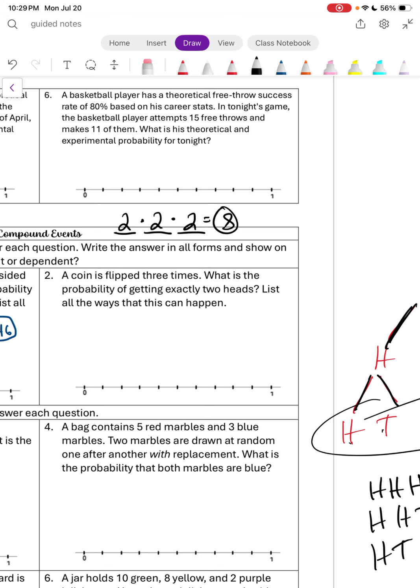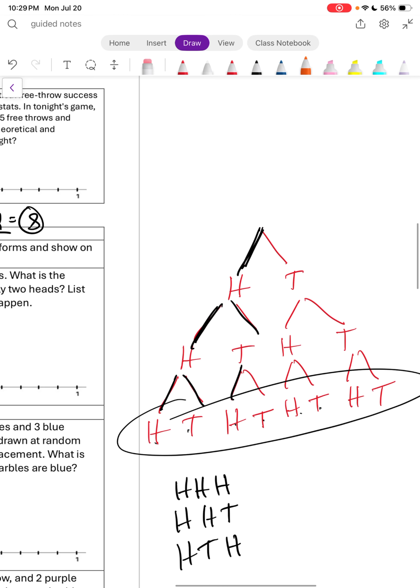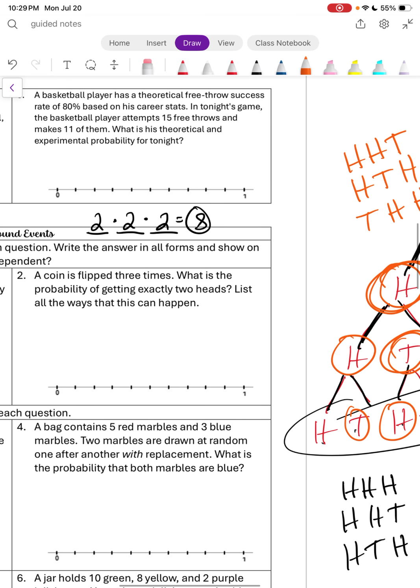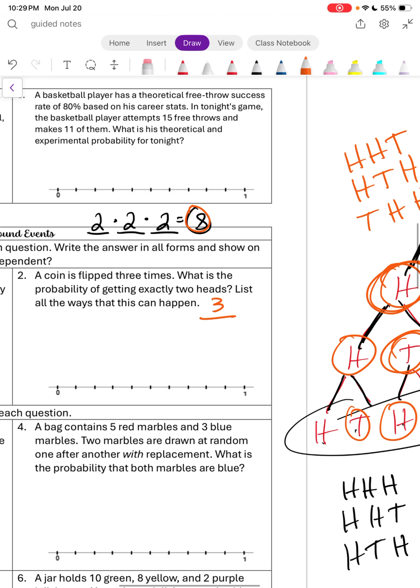So now it says, what is the probability of getting exactly 2 heads? Let's try to identify those. You could do a heads, heads, tails. That's exactly 2. You could do a heads, tails, heads. Or the third final way, tails, heads, heads. There's only 3 ways. And that would be 3 ways out of the total of 8 ways. If you divide that, that's 0.375, which is exactly 37.5%.